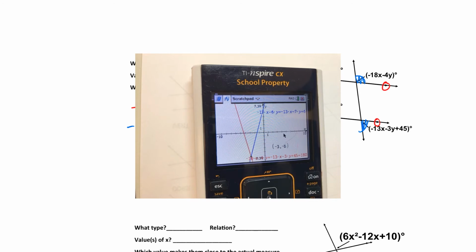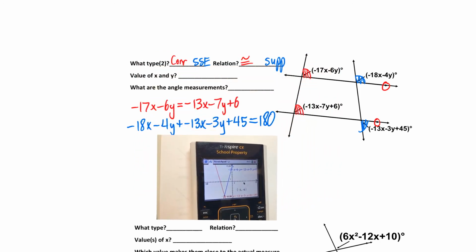Okay, so what's my x value there? Negative 3, and my y value? Negative 6. All right, so x equals negative 3, y equals negative 6. Okay, and then you can plug that in and find the measurement of those angles. I'm not going to spend the time on that right now.